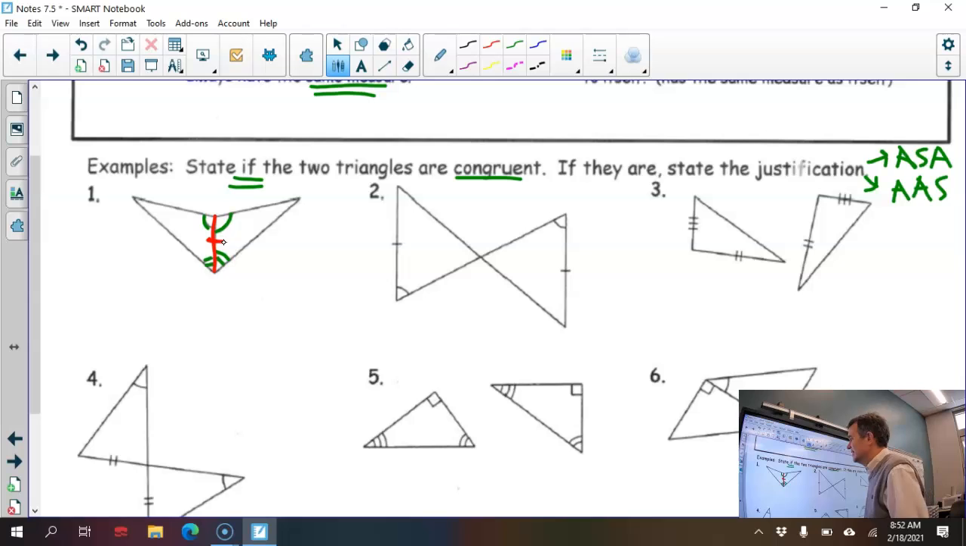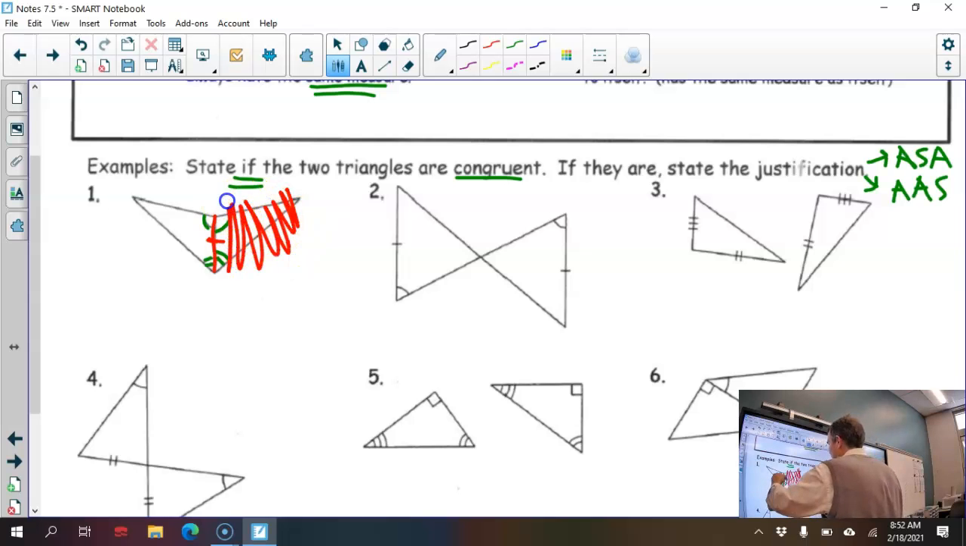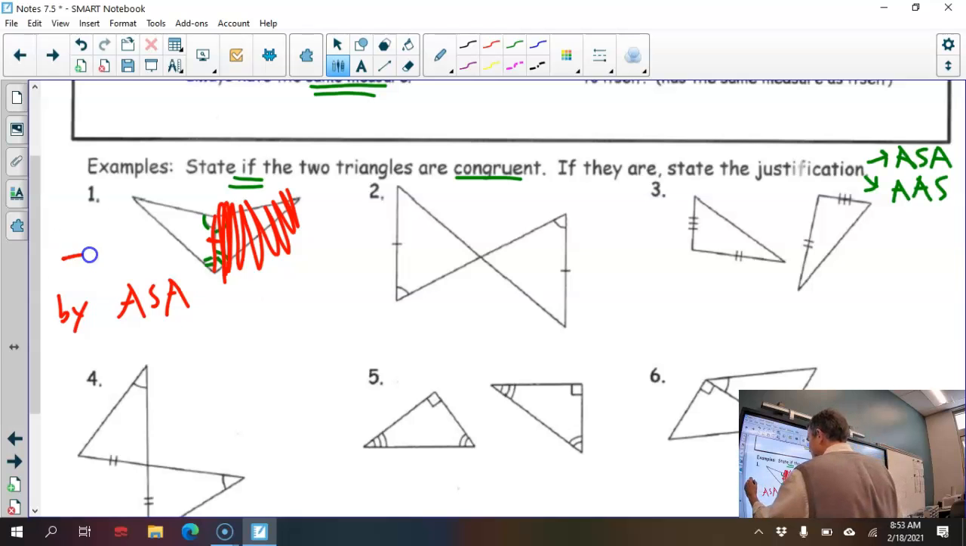And now, if you just look at one triangle, so I know this is weird, but I'm going to cover up this triangle. I have an angle, a side, and an angle marked. That is angle, side, angle. The side is between the 2 angles, right? So by angle, side, angle, these are congruent. Congruent by angle, side, angle.